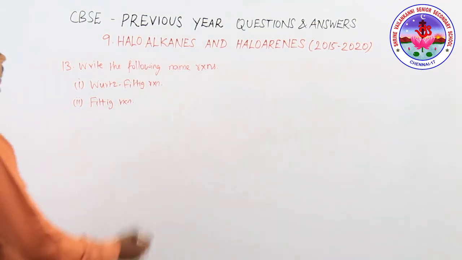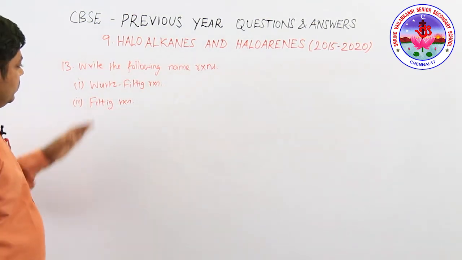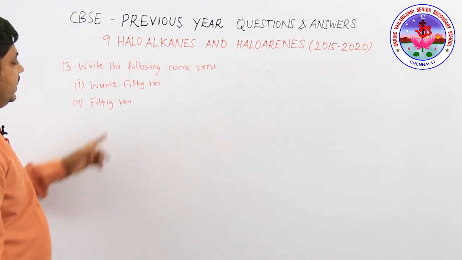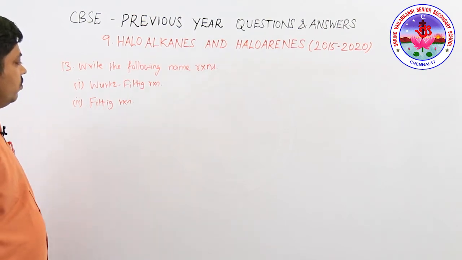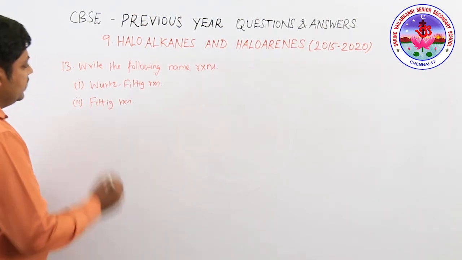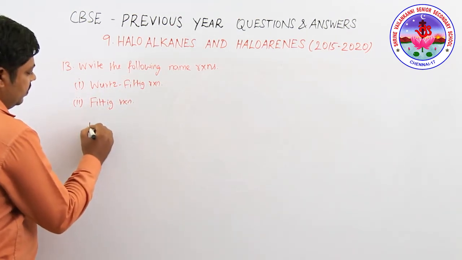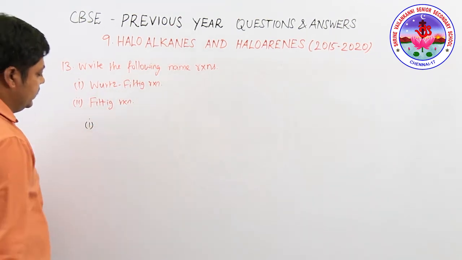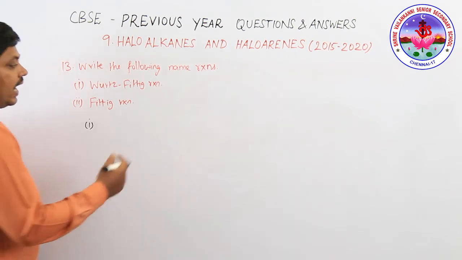Look at this. Write the following name reactions. The first one is the Wurtz-Fittig reaction. The second one is the Fittig reaction. First, the Wurtz-Fittig reaction. The Wurtz-Fittig reaction involves different alkyl and aryl halides.